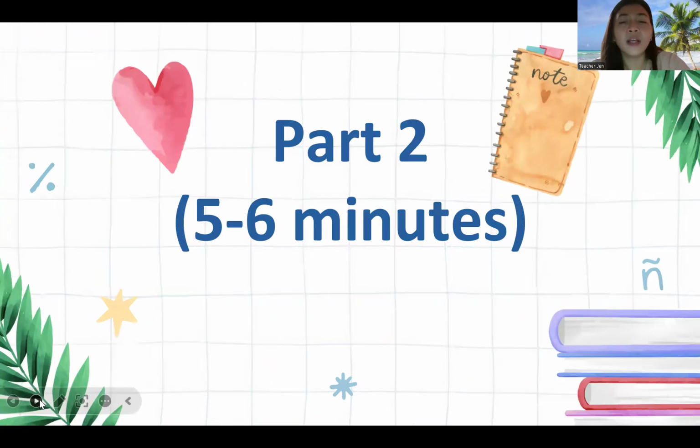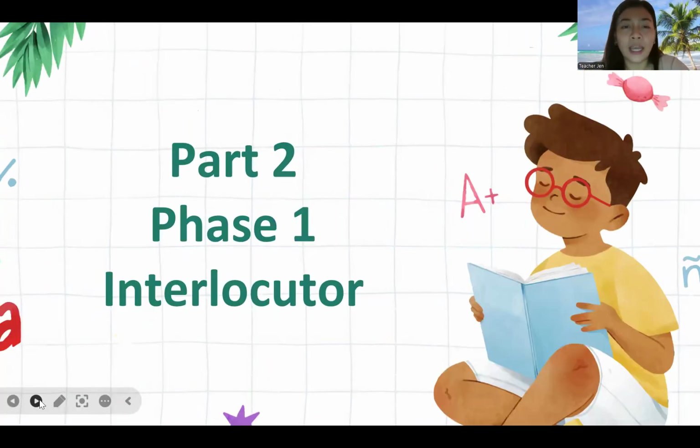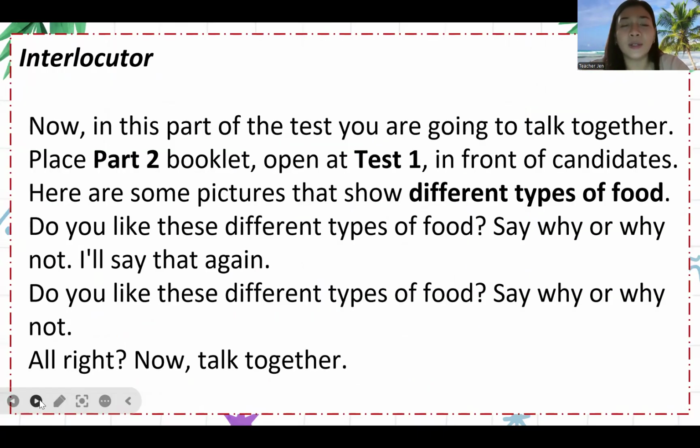So the same. Now in part two, we finished CAT part one, phase one, and phase two. Now we are in CAT part two, phase one. So now we are going to talk together about the different types of food. You act as an examiner. Okay, now I am the examiner. So we are going to talk together about the different types of food.